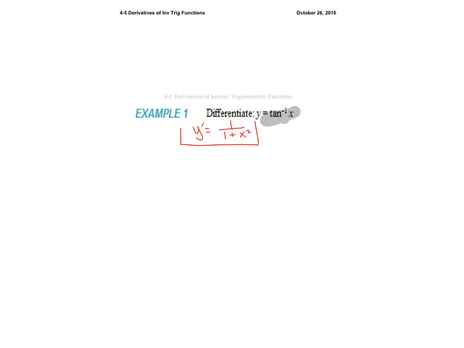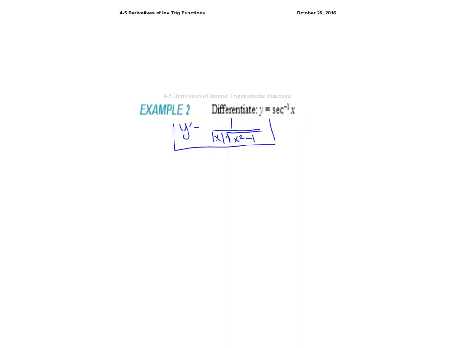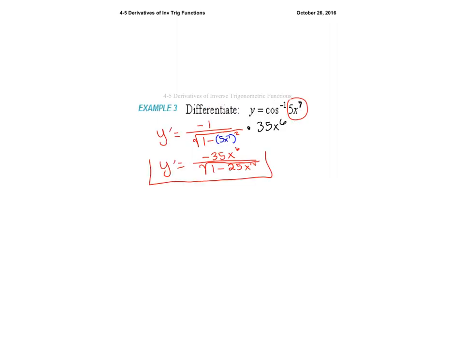Alrighty, differentiate arctangent. Just know what the definition said, and boom, we got it. Differentiate secant. Just look at what your memory tells you, because we are the memory. And when you're trying to differentiate this one, we have a chain rule to follow.